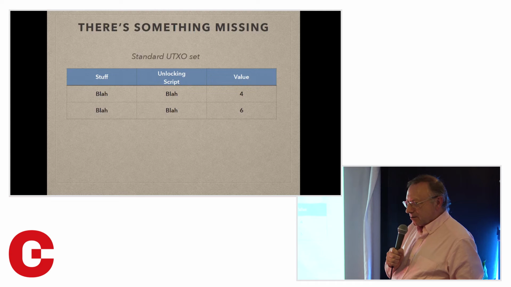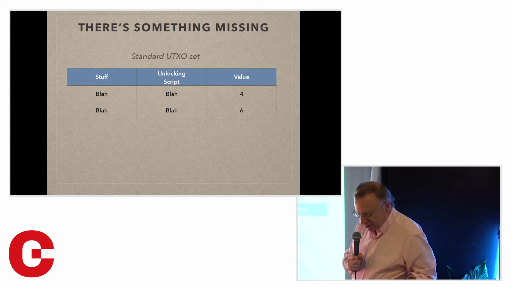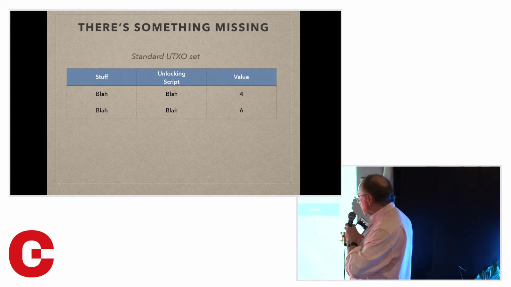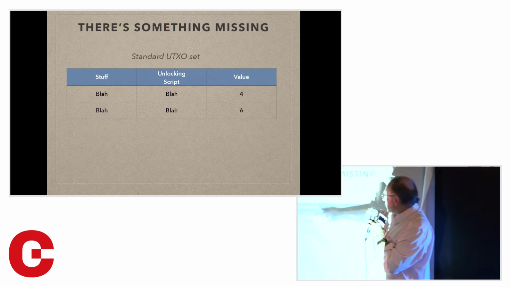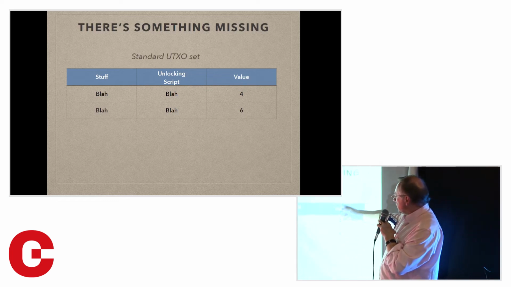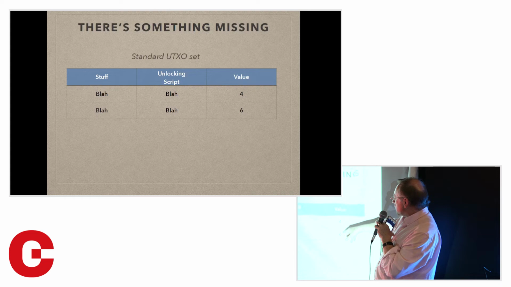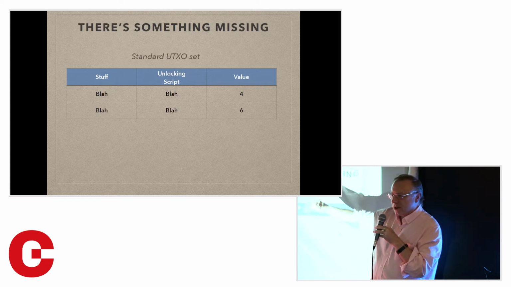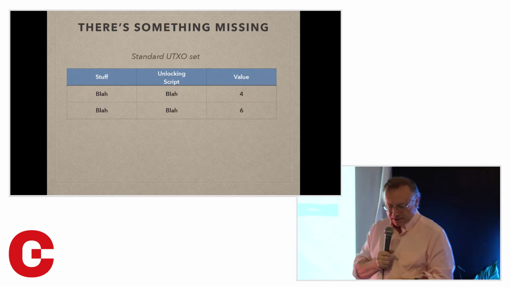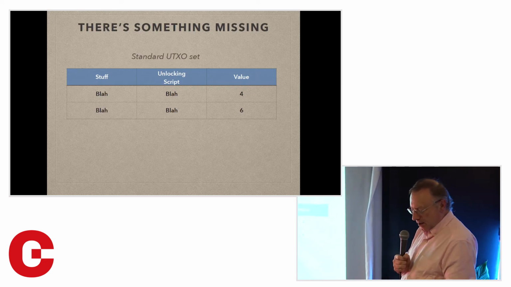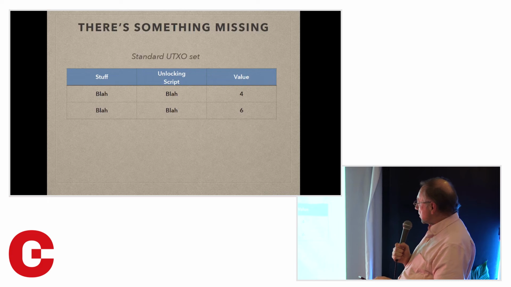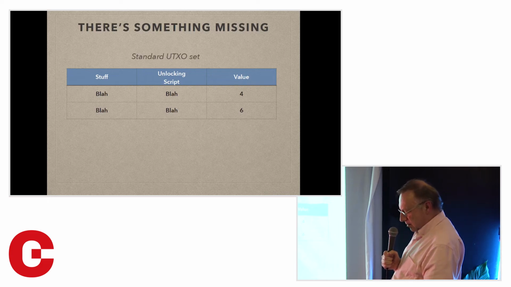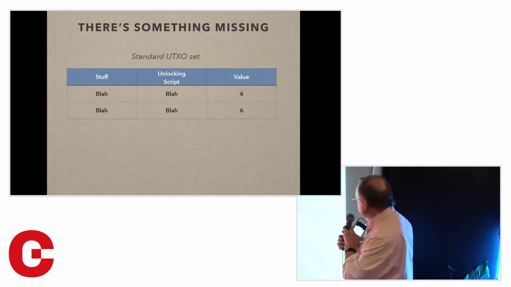but there's something missing. When you look at the normal UTXO set, you just see a number here. Okay, you've got your stuff and your unlocking script and the value. And in Zcash it'll be 4 something. In Bitcoin it's 4 of what? It's just assumed that is the native currency. And if you've ever written an accounting system, you can instantly see that what's missing is a token ID.